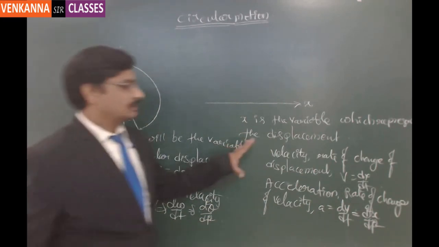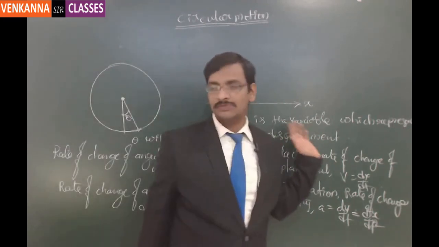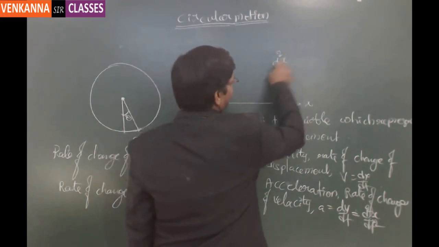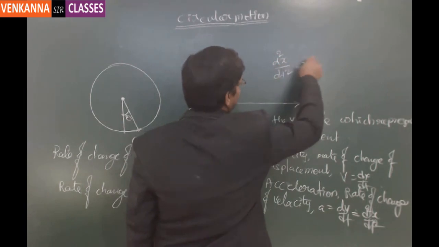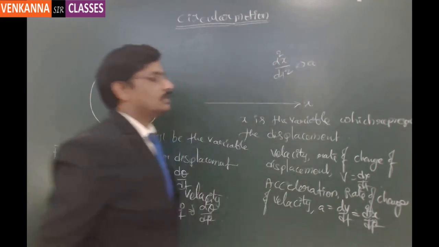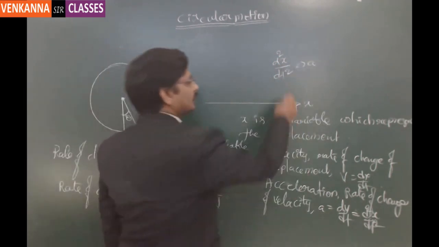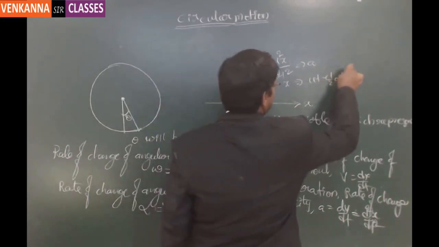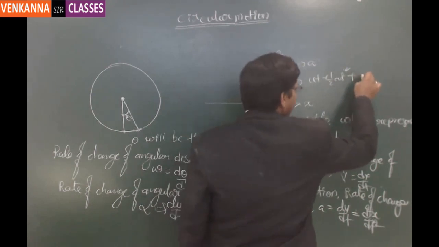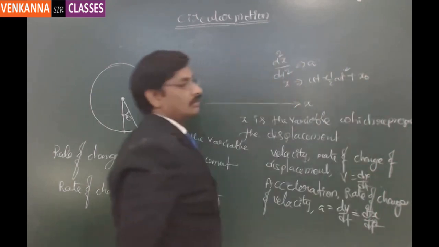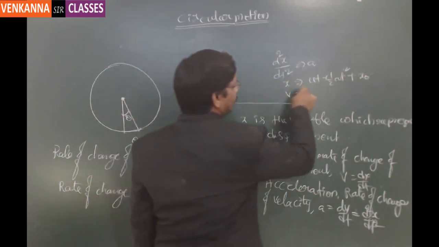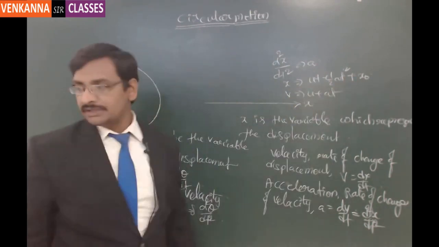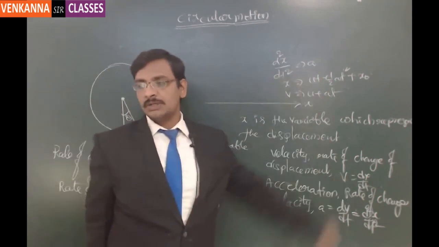Now if the acceleration is constant, then for rectilinear motion d square x by dt square is equal to a. If a is a constant, we have all the relations: x is equal to ut plus half at square plus the initial displacement x naught, and the velocity v can be written as u plus at. So this is the velocity relation as long as the acceleration is constant.